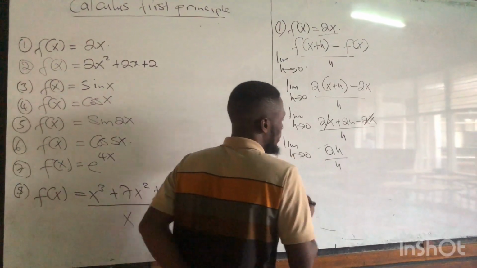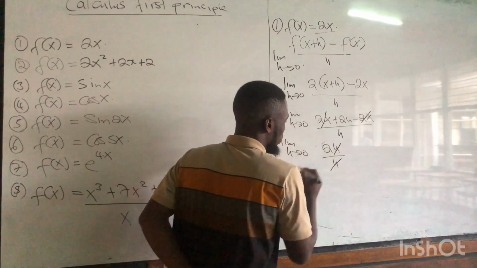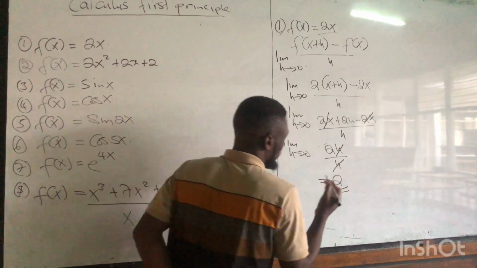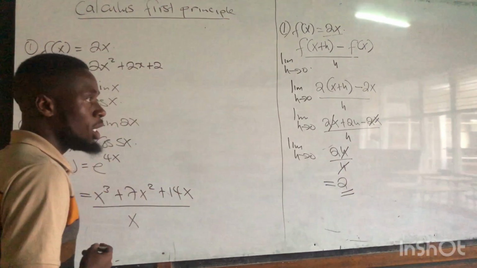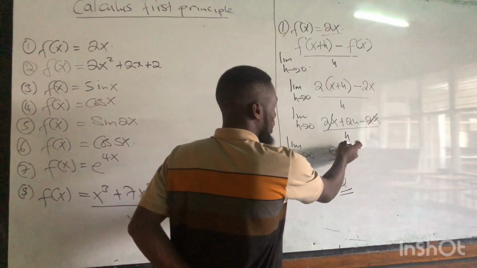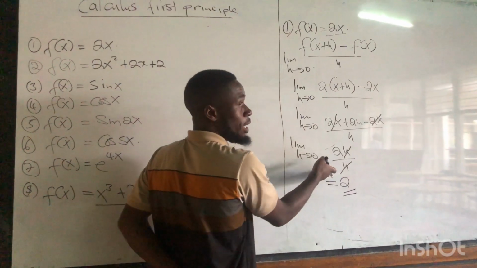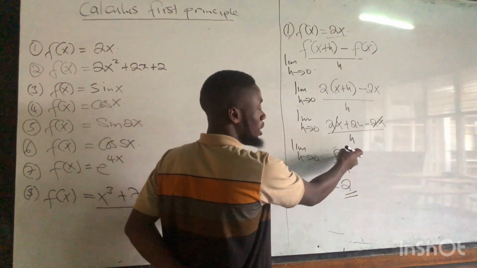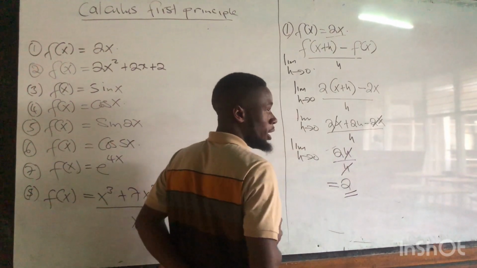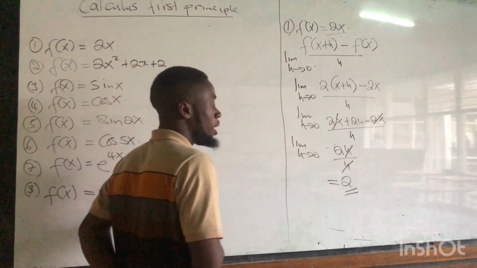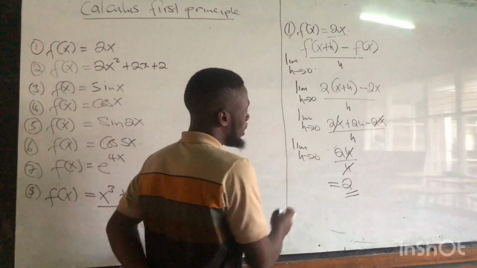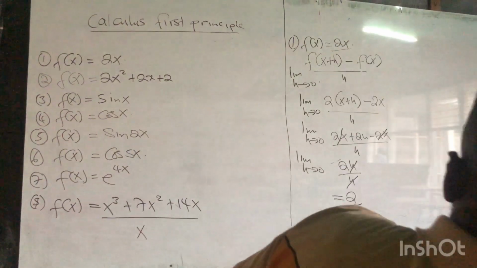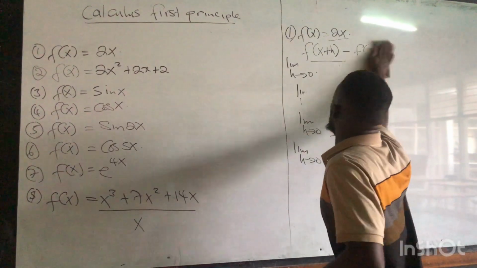Then from here you can see that this h and this h will go. So the final answer here is 2. This h and this h have cancelled, so you don't have any other h where you can insert 0. The moment they cancel, it ends here because we have no other h remaining. So the answer here was 2x. Let's go to question 2.